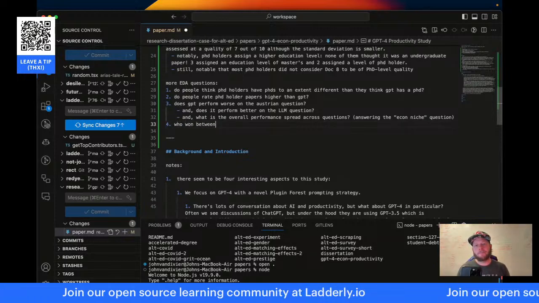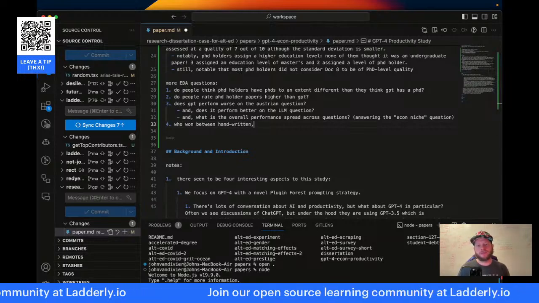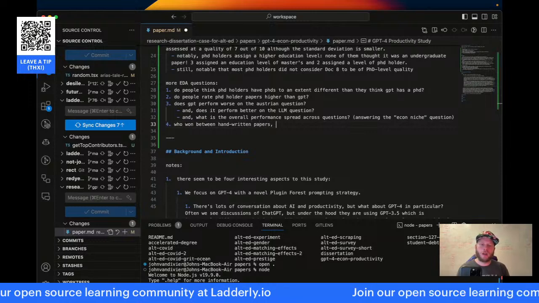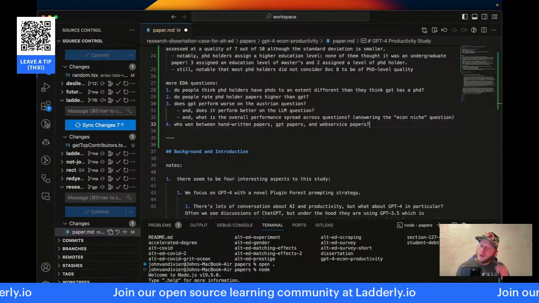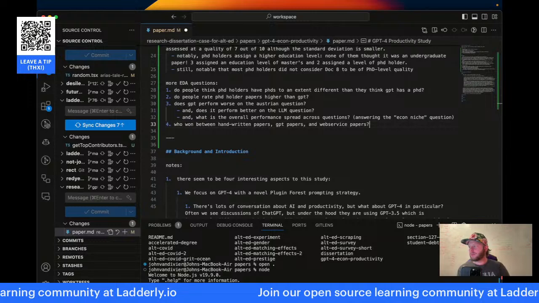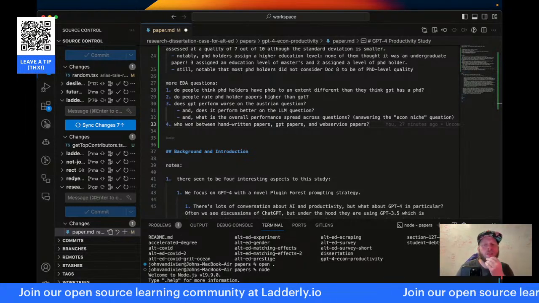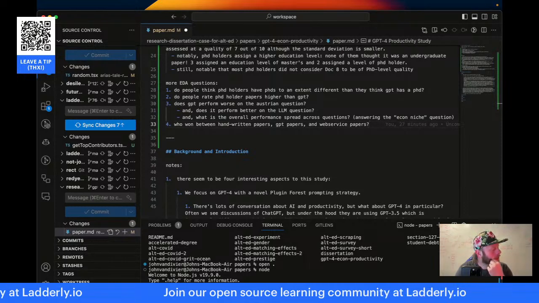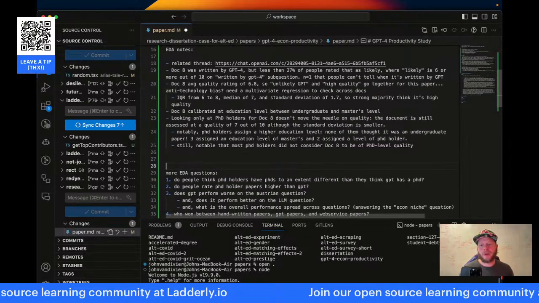Who won between handwritten web service, handwritten papers, GPT papers, and web service papers? Okay, I think that pretty much answers what we want.